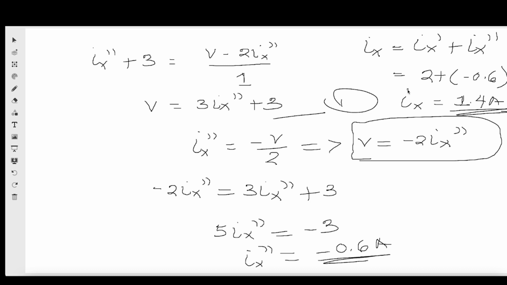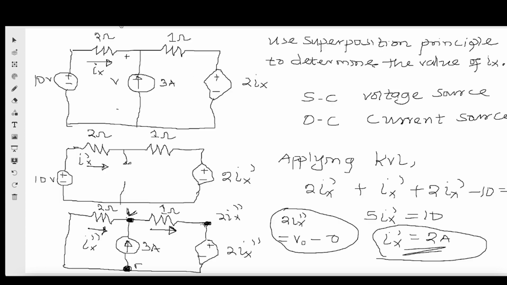I'm very sure we understand how this is gotten. Ix is equal to 1.4 amperes. So that is the current Ix flowing through the 2 ohm resistor. We apply the principle of superposition to get this variable.